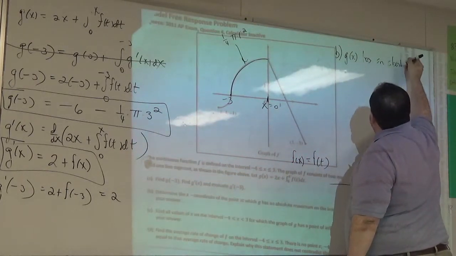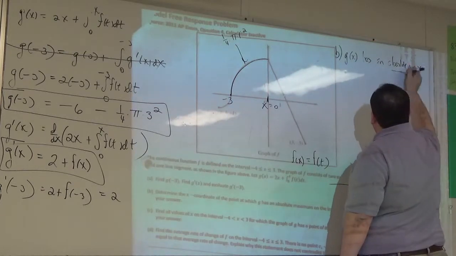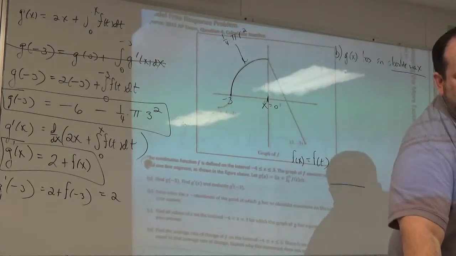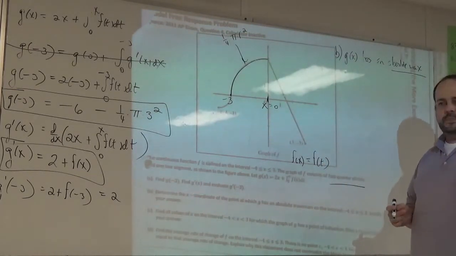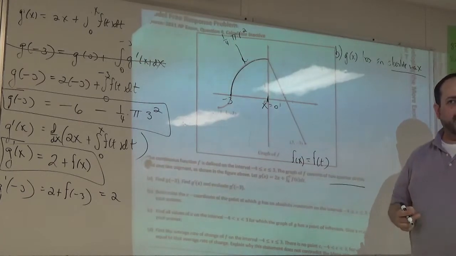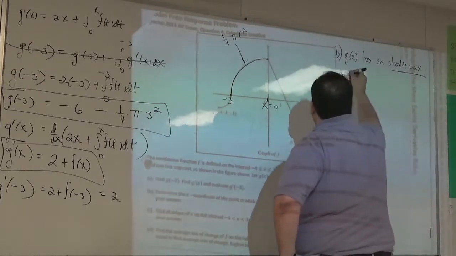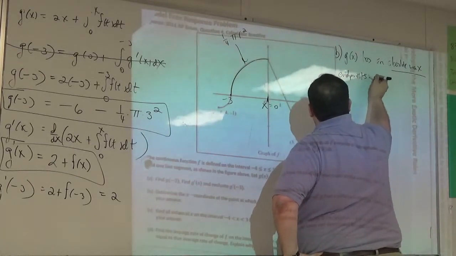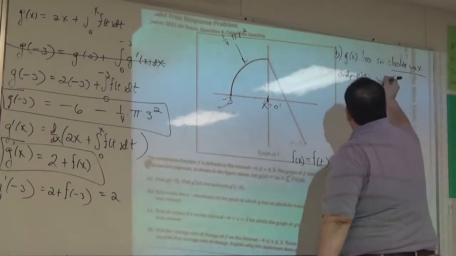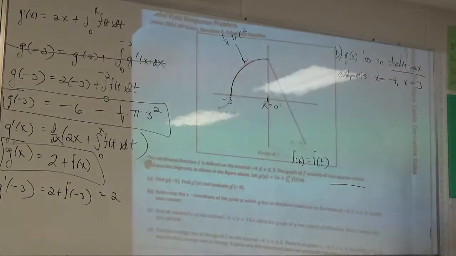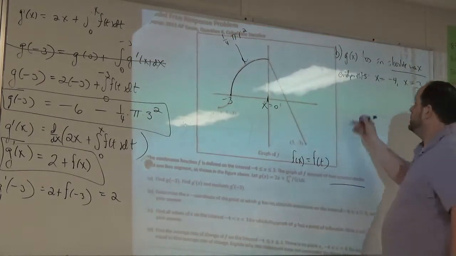G has an absolute max. That probably puts fear in your heart. Absolute max. What are we going to do? Optimization. Candidates, something about candidates. We need endpoints. We need some endpoints here. -4, 2, 3. Okay, are those the endpoints actually? Your endpoints are -4 and 3. I agree. You need a candidate.